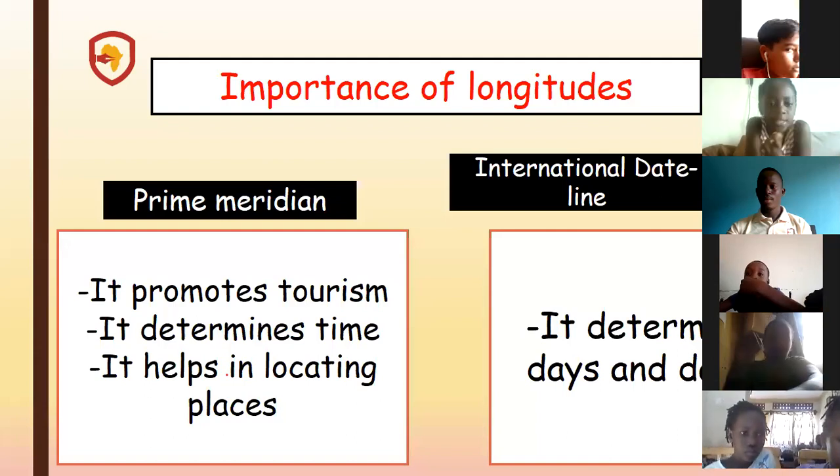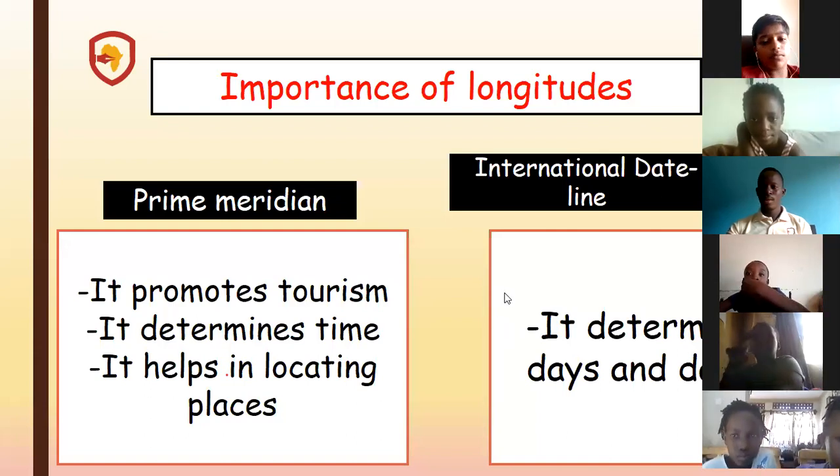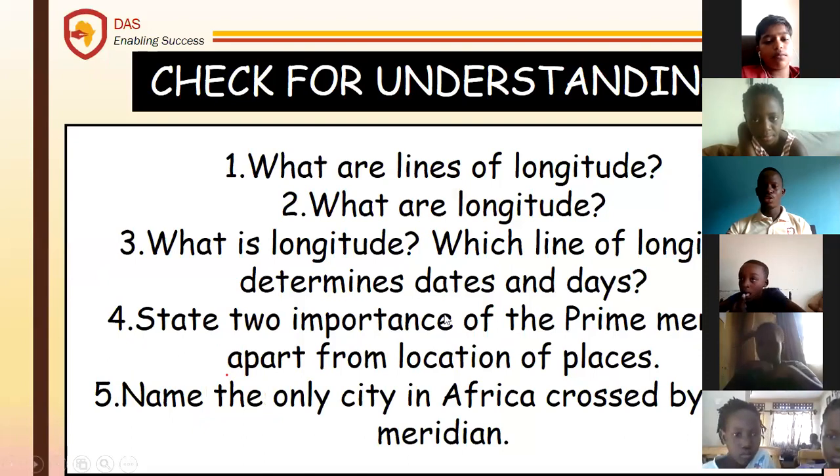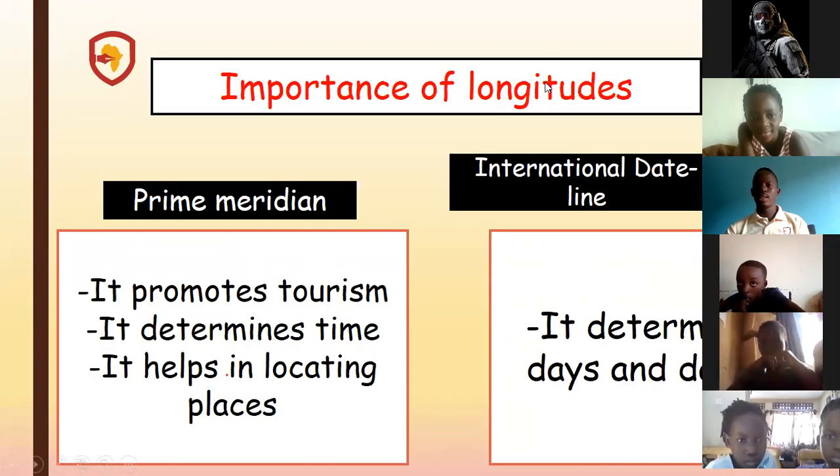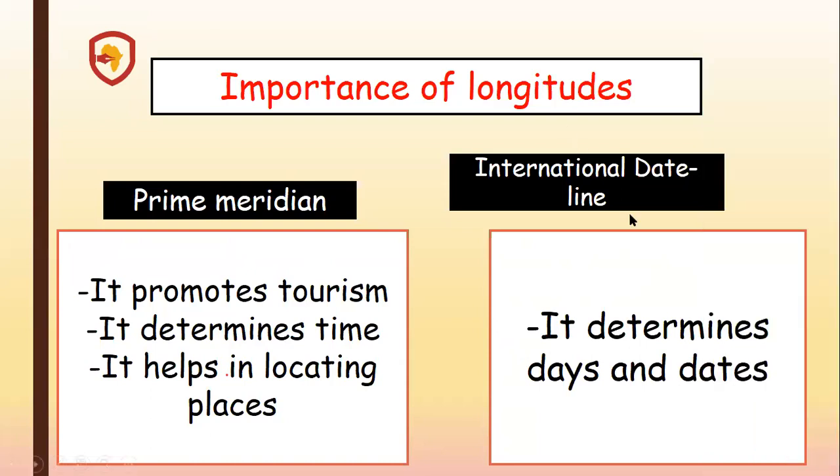It helps in locating places. The international date line, yeah, it's true, it also helps in locating places, but the major importance of the international date line is that it determines days and dates. It determines days and dates.